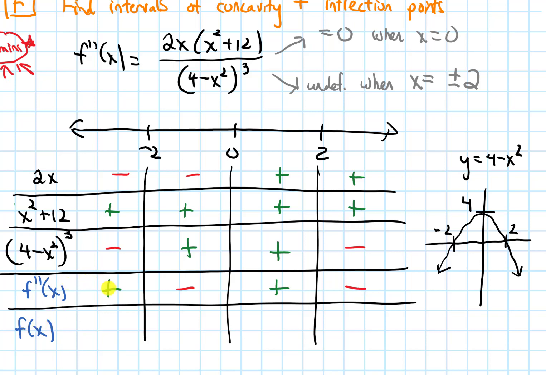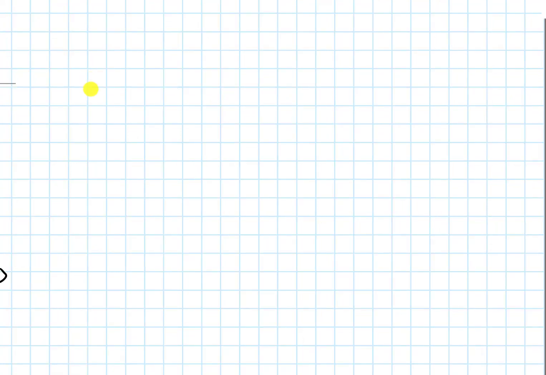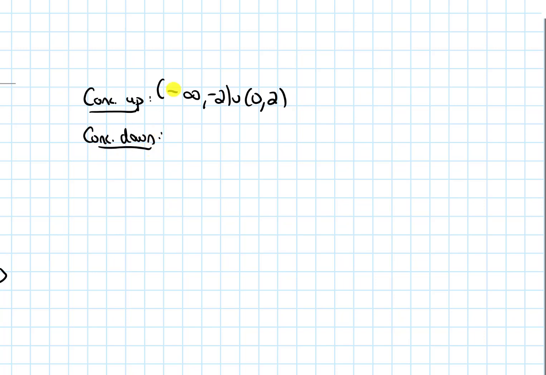Okay, so when the second derivative is positive, f is concave up. Here as well, it's concave up. And when it's negative, f is concave down. Concave down. So writing that down, our function is concave up on the intervals from negative infinity to negative 2 union the interval from 0 to 2, and it's concave down on the other intervals, negative 2 to 0, union 2 to infinity. And the inflection points.